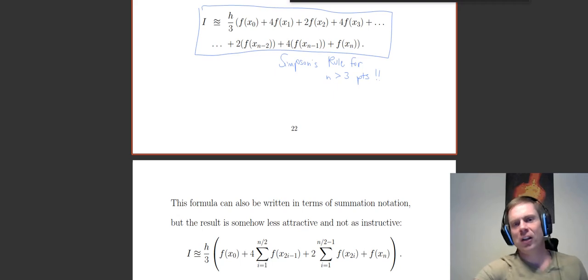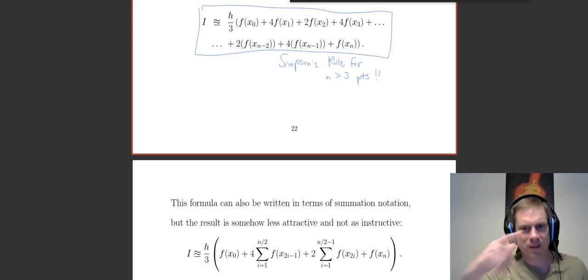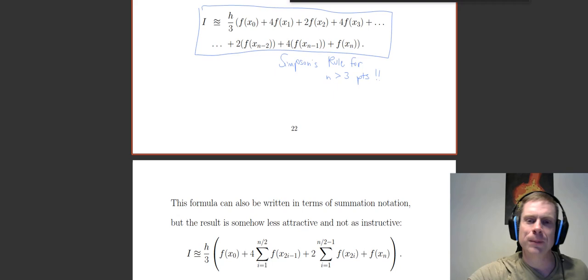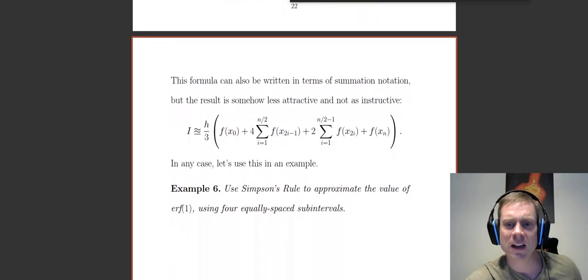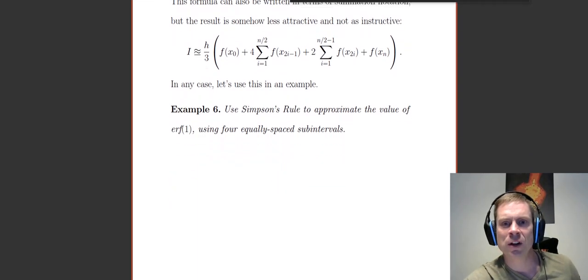I think it's easier to look at the formula above and figure out what that's saying than try to muck through a formula like the one that I have at the bottom of the screen right now. So, as long as you're good with one of them and you understand how the pattern works, you should be good. Okay?